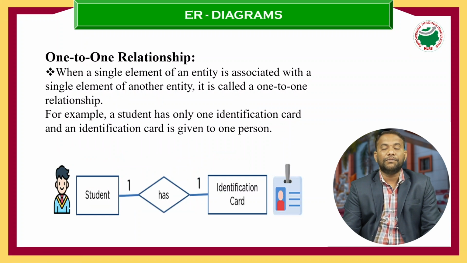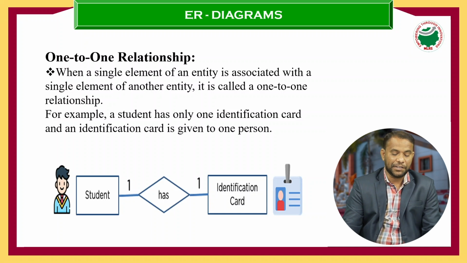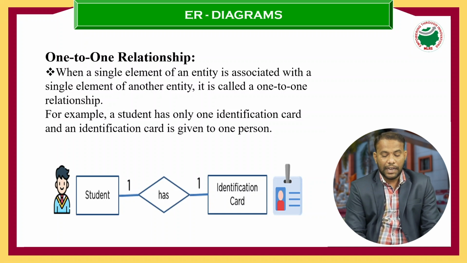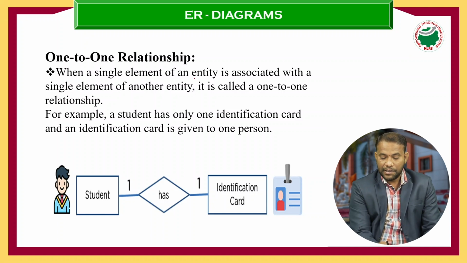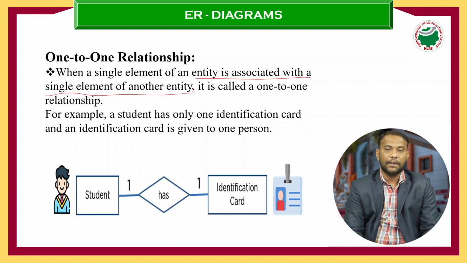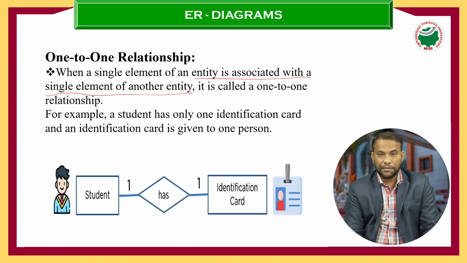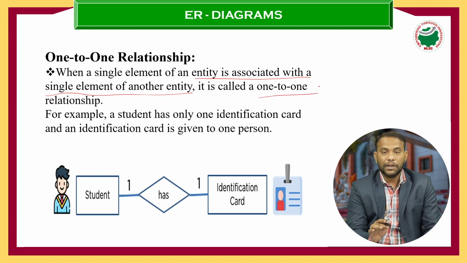In relationship we have four types of relation: one to many, one to one, many to many, many to one. So first we are going to discuss one to one relationship. What is meant by one to one relationship? When a single element of an entity is associated with a single element of another entity, it is called one to one relationship.